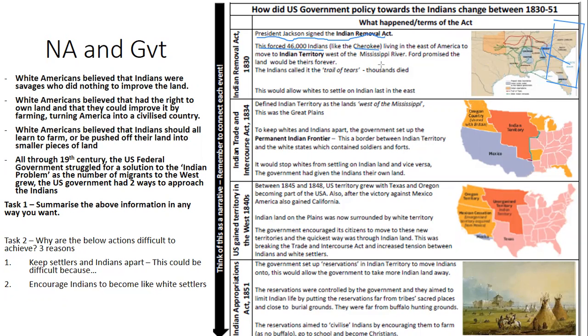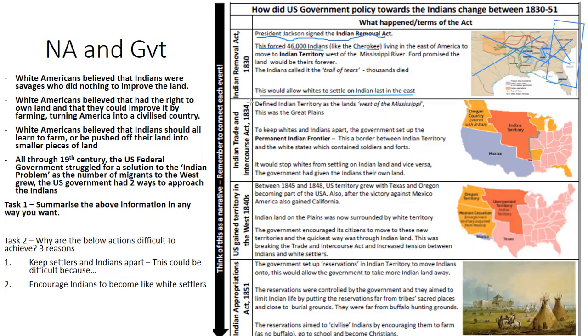Now, there were promises that the land would be theirs forever. So once they moved, they would never have to move again. This would allow the white settlers on the Indian land to settle in the east. So basically, it was about keeping them separate. Native Americans try and stay here, white settlers try and stay here. However, as America grew, this was going to become a significant problem.